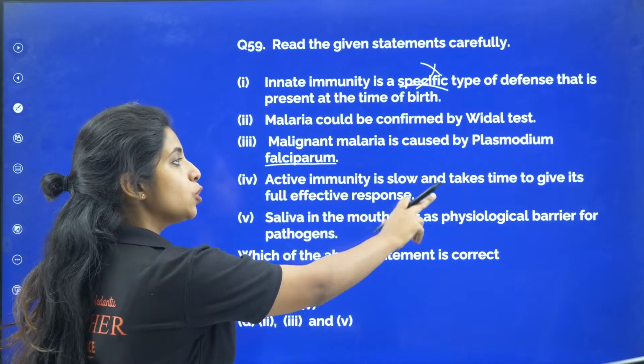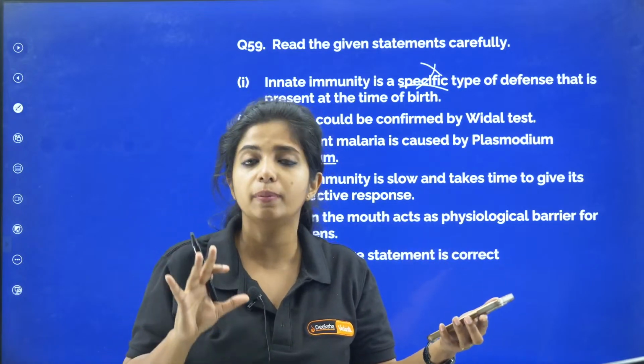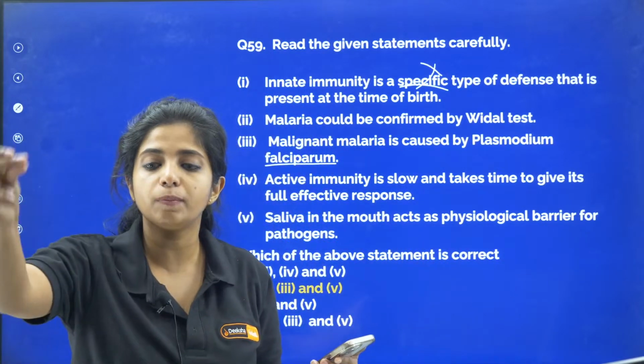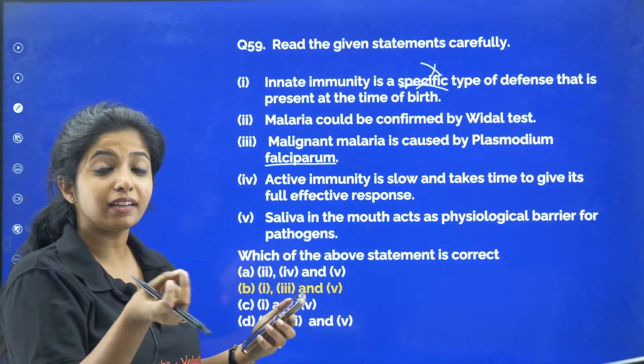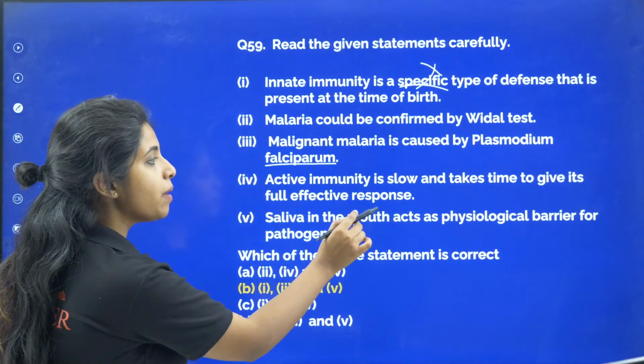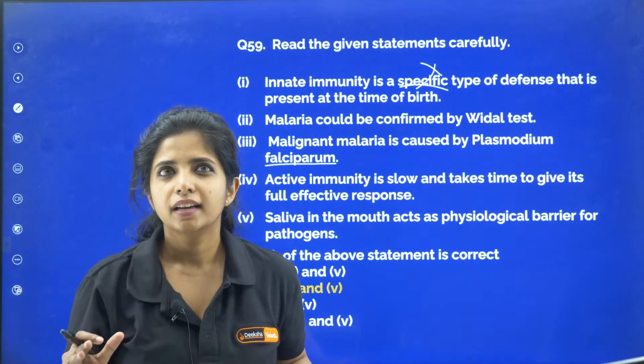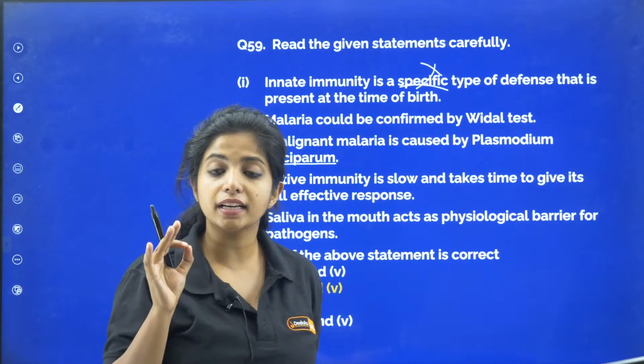Now, active immunity is slow and takes time. Yes, active immunity means you are wanting your body to produce antibodies, so it will be taking time. That is correct. Passive immunity will be fast. Okay, now you might think active is fast. No, passive is actually fast and active is slow. Now, saliva in the mouth acts as a physiological barrier. Yes, my dear children. Okay. Yes, it is going to act like a physiological barrier.